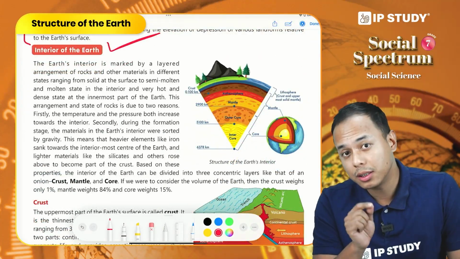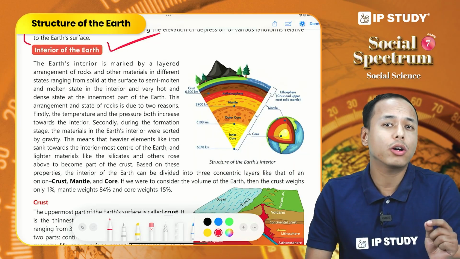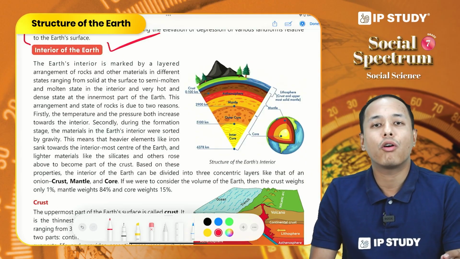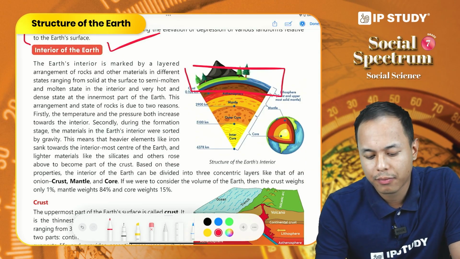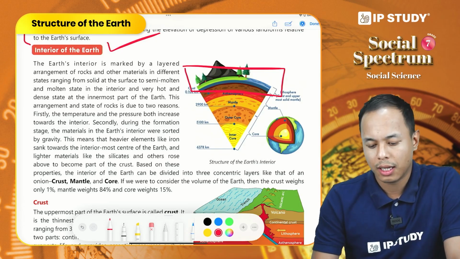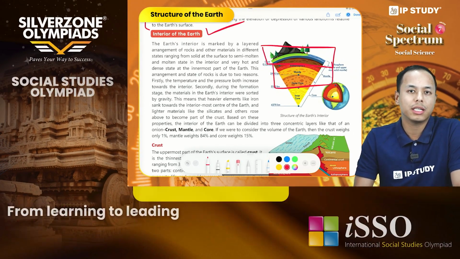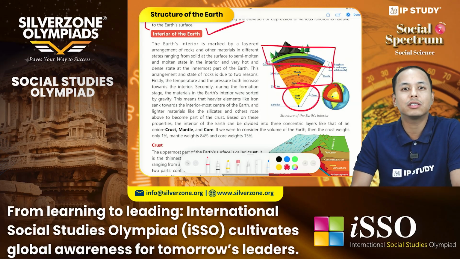The interior of the earth is marked by the layered arrangement of several rocks and other materials. These rocks and materials are found in different states: on the surface we find them in solid state, in the interior mostly in semi-molten state, and in the innermost part of the earth, it is mostly hot and very dense.